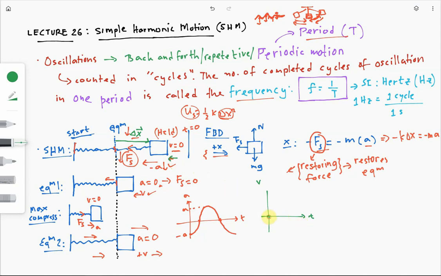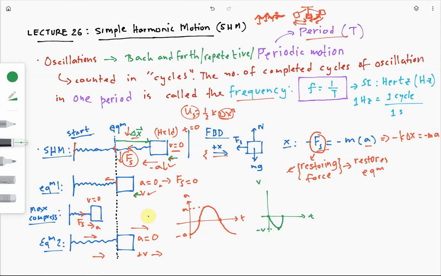So the velocity increased in the negative direction from 0 until at equilibrium it reached a maximum value of v, actually negative v, because the direction is still towards the negative x-axis. From then on, as it went towards compression, the velocity kept decreasing to 0.